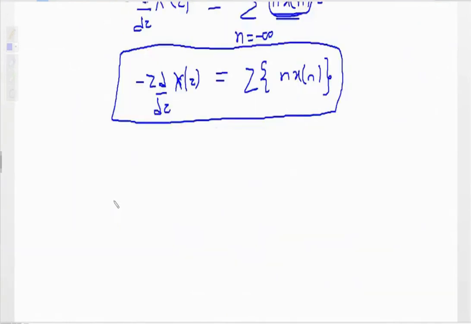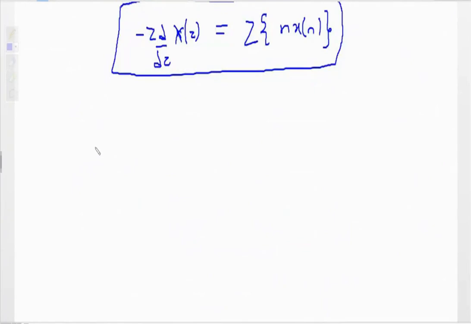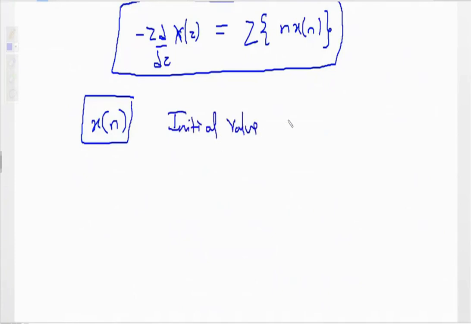Now next, we have seen the initial value theorem and final value theorem. According to the initial value theorem, initial value we find for the time signal. Initial value means x of 0, and final value means x of infinity.